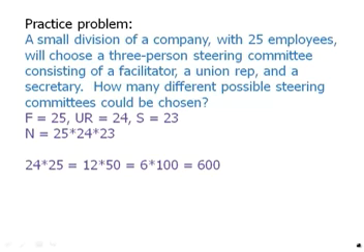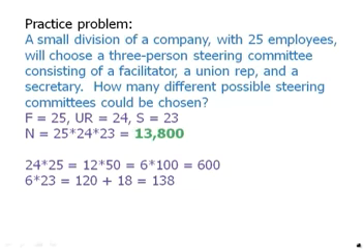Well, let's think about 6 times 23. That's not too bad, because I know 6 times 20 is 120, and 6 times 3 is 18. Well, 20 plus 18, that's 138. Now just tack on the last two zeros: 13,800. So there are 13,800 different possible steering committees that could be chosen.